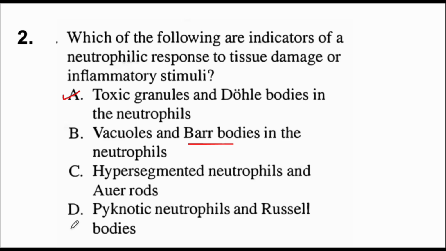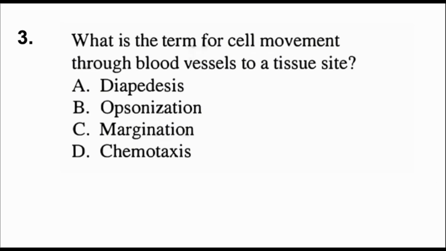D is incorrect because pyknotic neutrophils are dying cells and can be seen in sepsis, but they are not a specific response indicator. And Russell bodies are globular inclusions of immunoglobulins found in plasma cells, not neutrophils. So move to the next question.